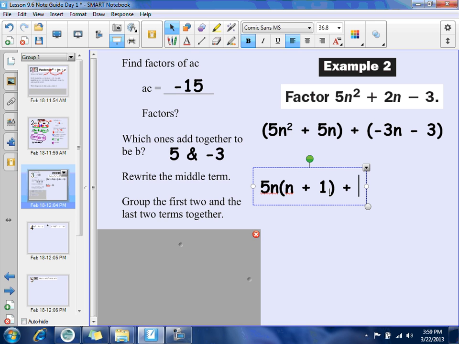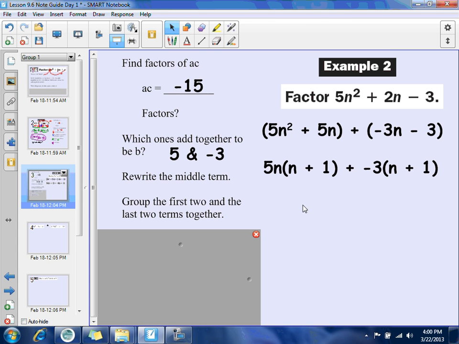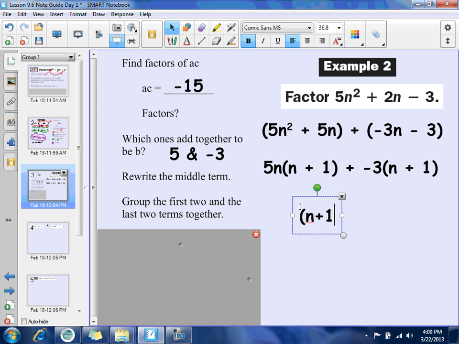Now, if I do this right, when I factor out the second term, I'll get the exact same thing, n plus 1. Well, negative 3n minus 3. Let's factor out a negative 3. And negative 3n divided by negative 3 leaves you with just n. And negative 3 divided by negative 3, positive 1. You see that you have that repeated magical factor? So our answer has that n plus 1.